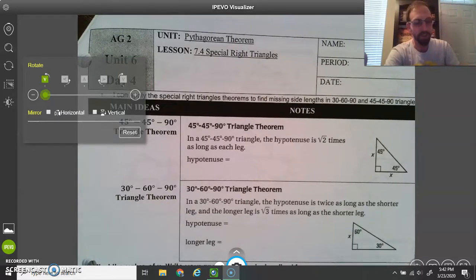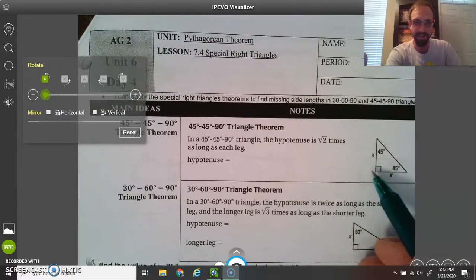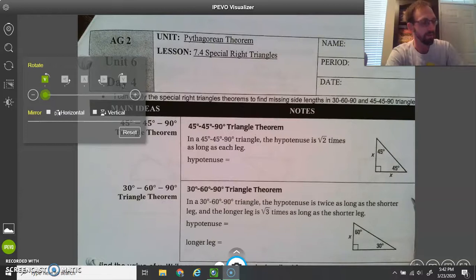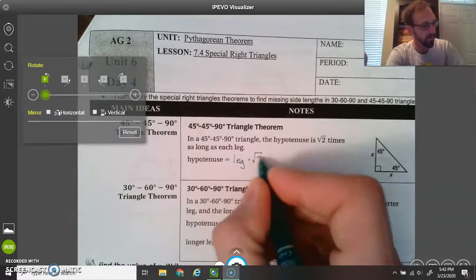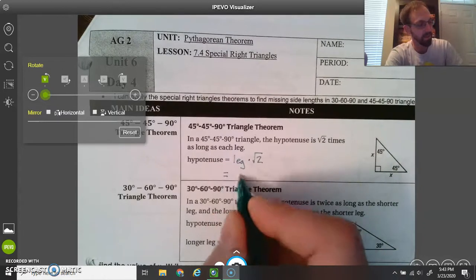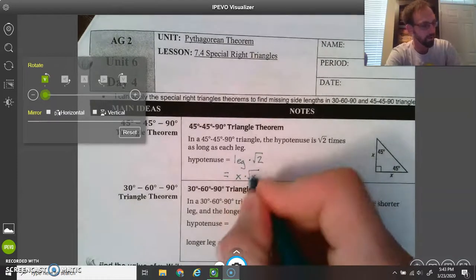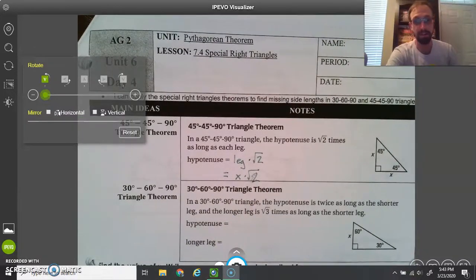So we're going to be looking first at the 45, 45, 90 degree triangle. This comes from the fact that there is a 45, 45, and a 90 degree angle. X marks the length of these two sides. These two sides are always exactly the same. So the one we don't know for sure is the hypotenuse. To get the length of the hypotenuse, we take the length of the leg times square root of 2. In this case, the length of each leg is x, so x times square root of 2. That is the 45, 45, 90 degree triangle theorem.